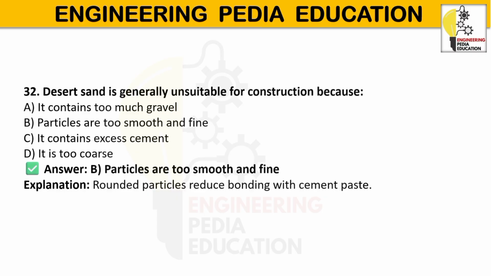Desert sand is generally not preferred because its particles are very fine and very smooth due to wind erosion. Reasons: very fine particles lead to poor grading, smooth and rounded particles give less interlocking, higher water requirement, and lower bond with cement paste. It can reduce concrete strength if used without proper processing.